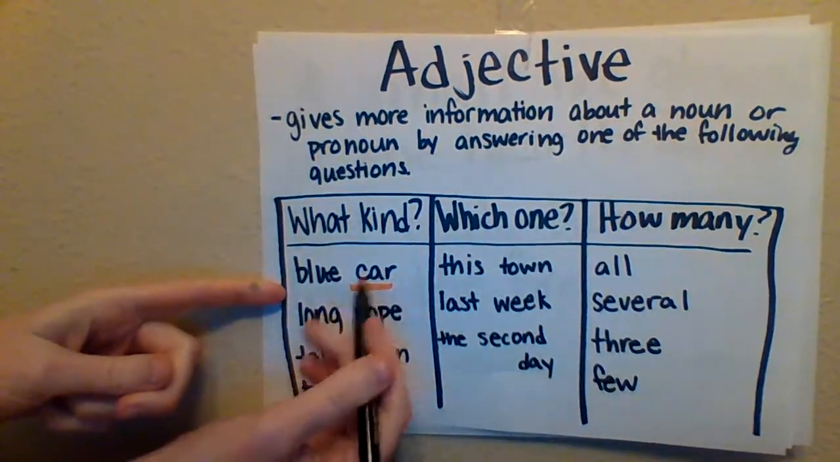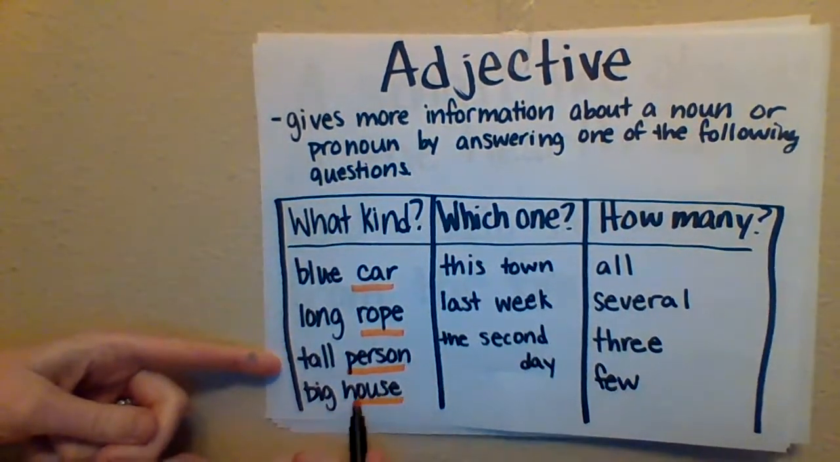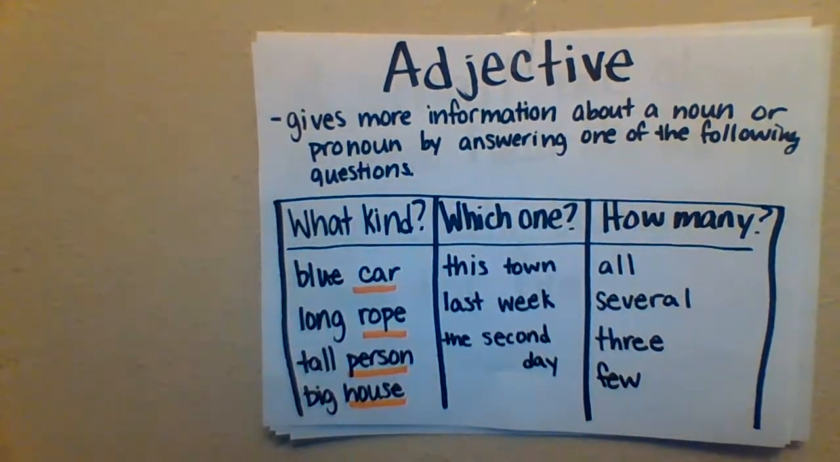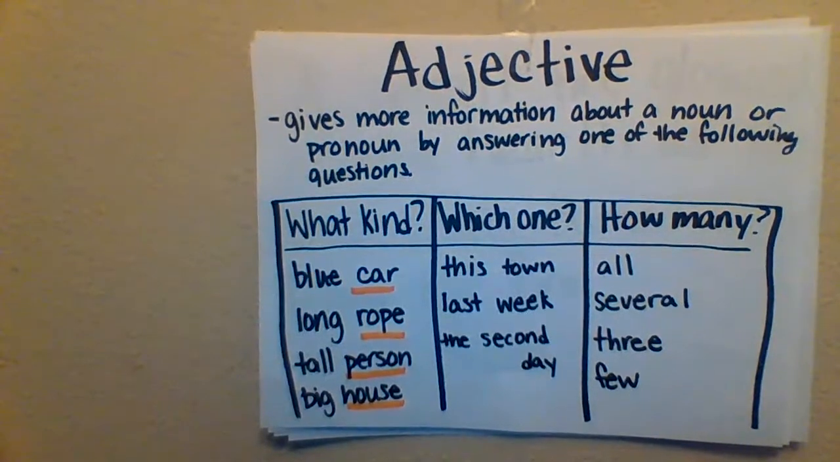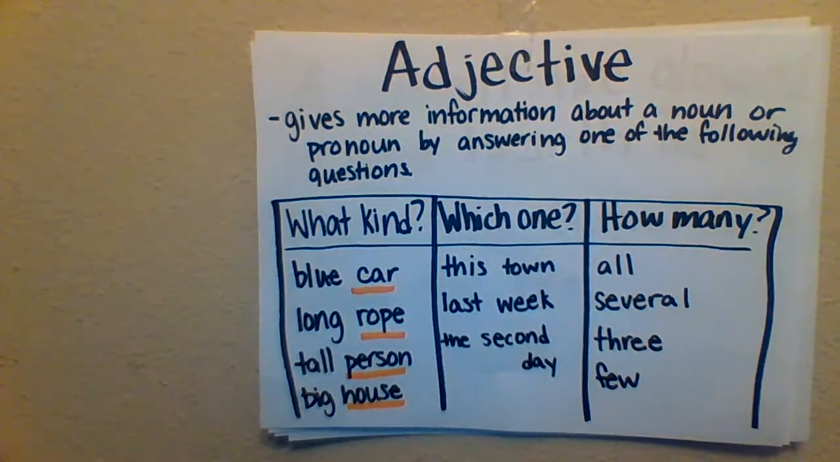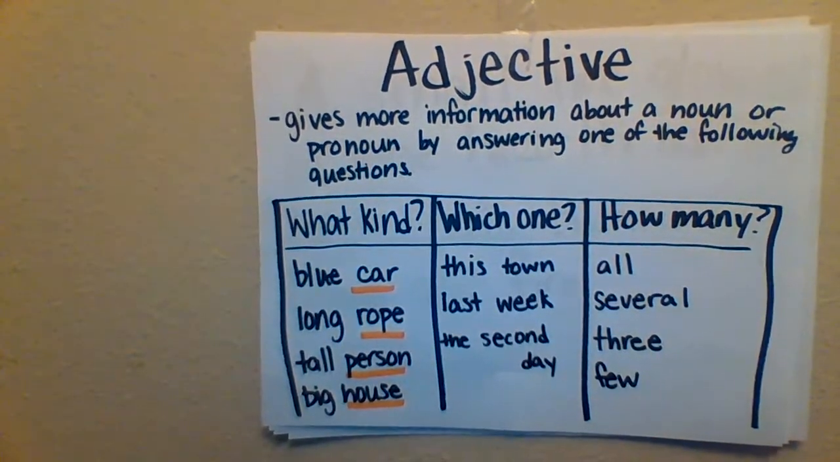This is a noun: car, rope, person, house. All of these things that I just underlined are people, places, or things. Those are nouns. So when authors want to describe something a little bit more, they'll add adjectives. Now, in this case, you see that the adjectives are coming right before it, but that's not always the case.